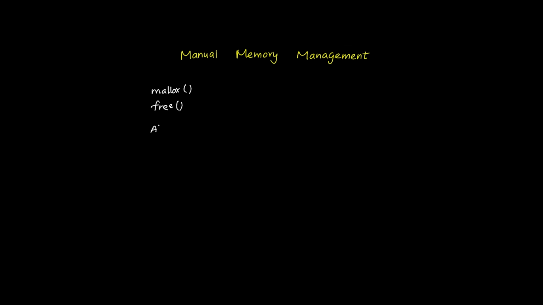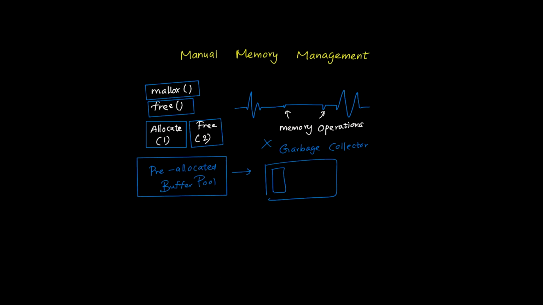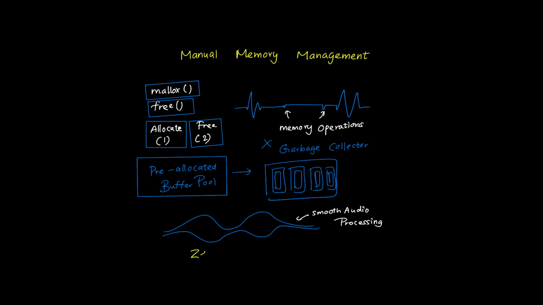With manual management, the programmer explicitly allocates and frees memory using malloc and free or new and delete. You control exactly when memory operations happen, scheduling them during silent periods or between audio buffers. There's no garbage collector that might suddenly decide to clean up while you're processing audio samples. Professional audio software often pre-allocates all needed memory up front, then reuses those buffers continuously. This deterministic behavior is why recording studios rely on manually managed code. The trade-off is increased complexity and the risk of memory leaks.